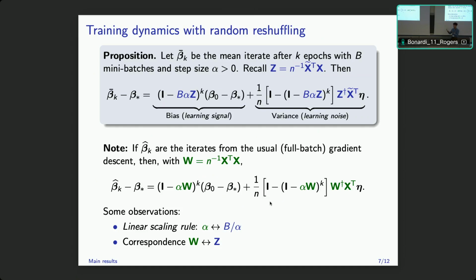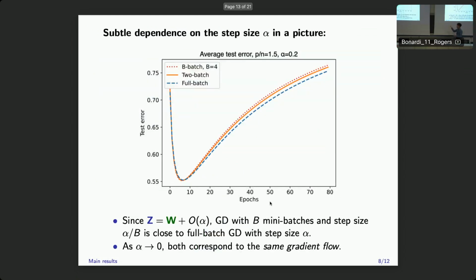you replace W with Z, so the covariance matrix with this cross covariance involving some modified features, and also a linear scaling rule, which relates to a rule used in practice, discovered empirically, but interesting to see how it arises naturally. Perhaps not so surprising since everything is linear. So just to show in the picture, the blue curve is if you do full batch gradient descent, this is on some simulated Gaussian data, you can see a difference, especially if you have larger step sizes. What's interesting is if you send the step size to 0, the curves all look the same.